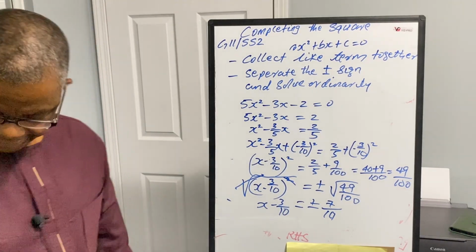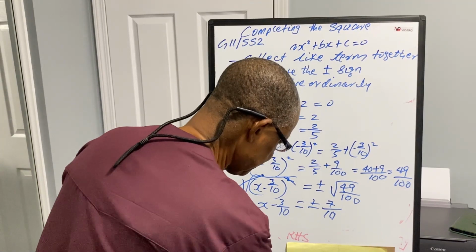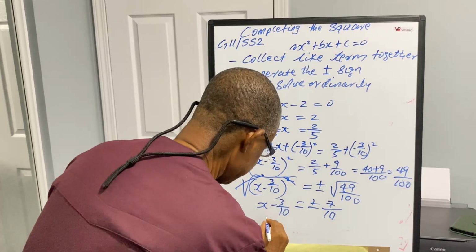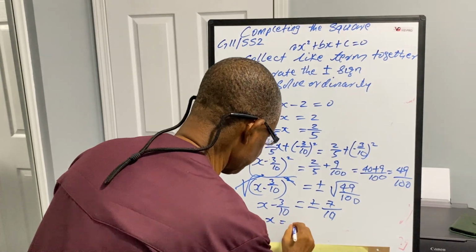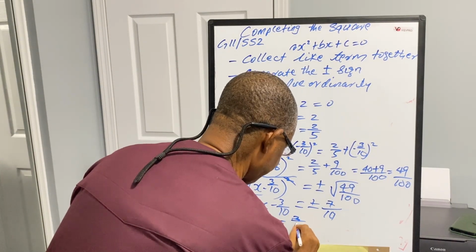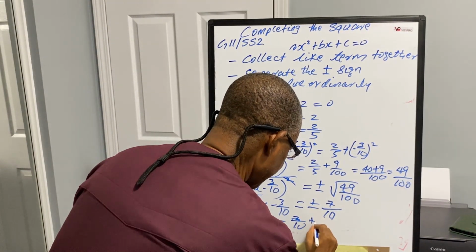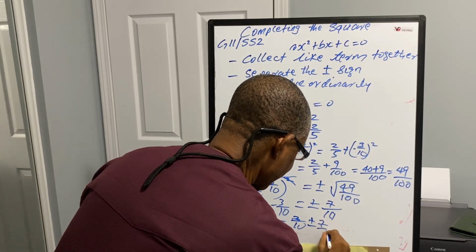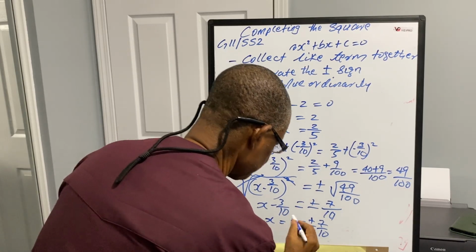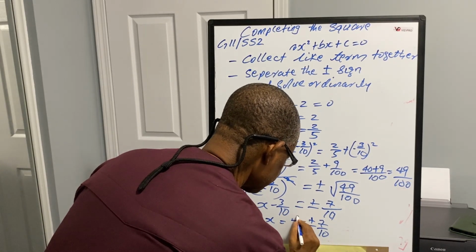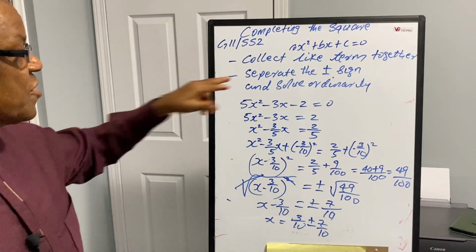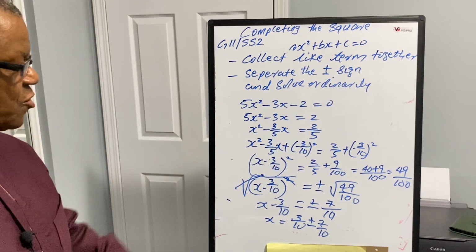Then we collect like terms together. Collecting like terms, we now have x equals, the minus 3 over 10 becomes plus 3 over 10, plus or minus 7 over 10. And the next thing is separate the plus and minus sign and solve ordinarily.